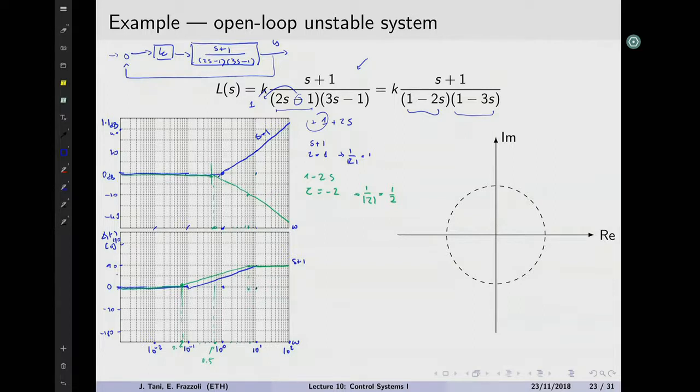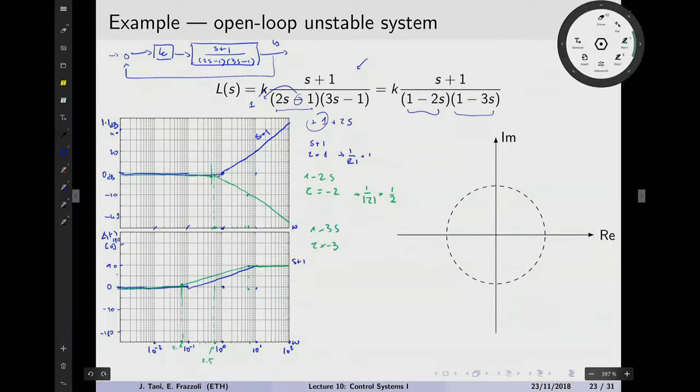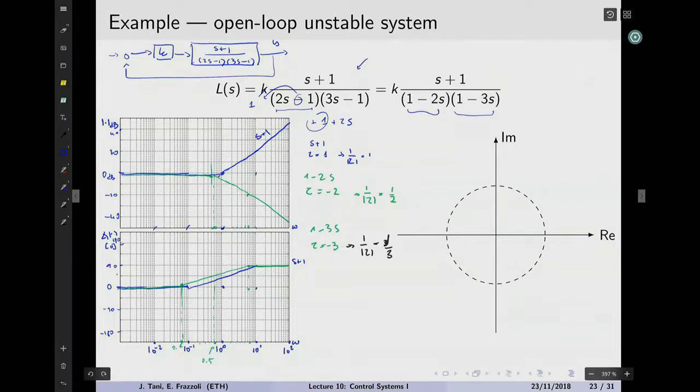What about the other term? 1 minus 3s. Well, 1 minus 3s is fundamentally very similar. Let me use a different color. 1 over tau is equal to 3. So this is not 1 over tau is equal to 1/3. So this is somewhere here. Now I will not be precise anymore. So same story as before. So the phase grows like this, and the magnitude instead starts here and goes down like this. Okay?